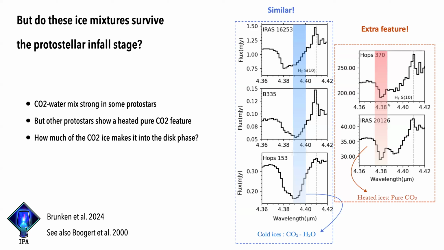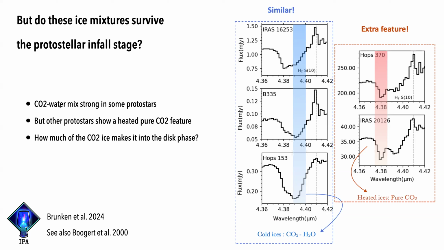But once you start to look at the whole set, there are two protostars which have some kind of heating or outburst going on where the star is getting brighter. And it looks like in this case, you're actually able to see a component that looks like it's pure CO2, so not the mixed with water component. The water component is still there on the red side, but this blue component shows up, which appears to be pure CO2.